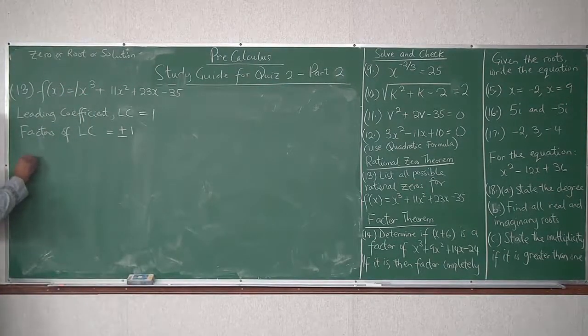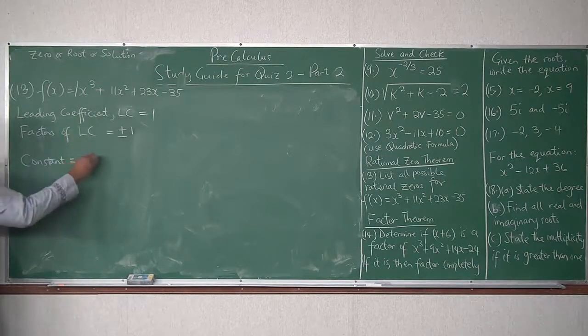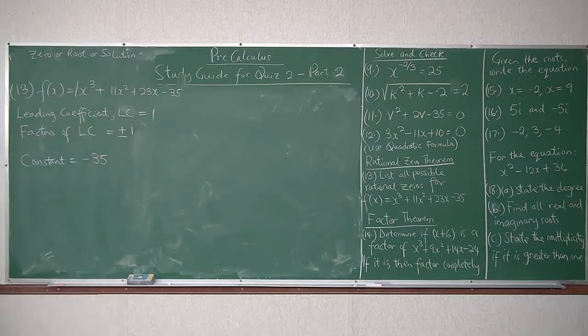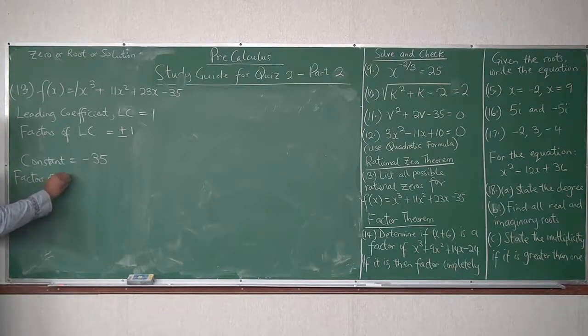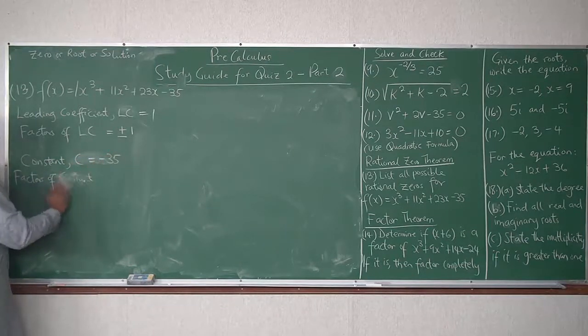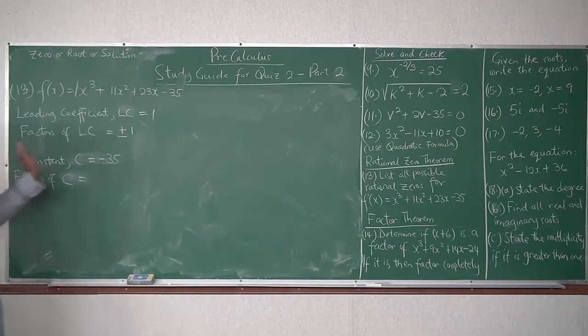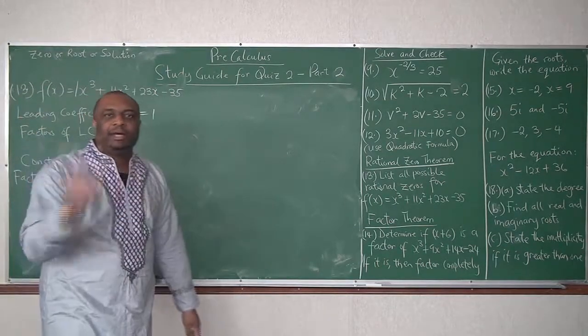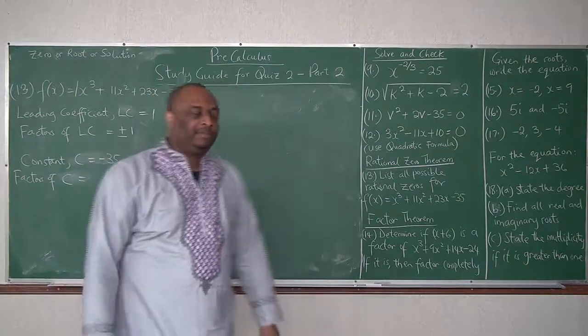Now, what is the constant? The constant is minus 35. What are the factors of the constant? You can call this constant C, minus 35. Factors of C. So, what are the factors of negative 35? List all of it in order.